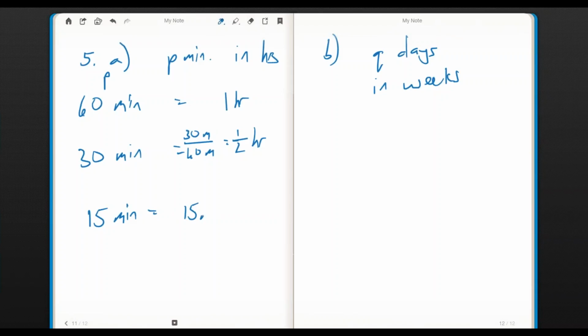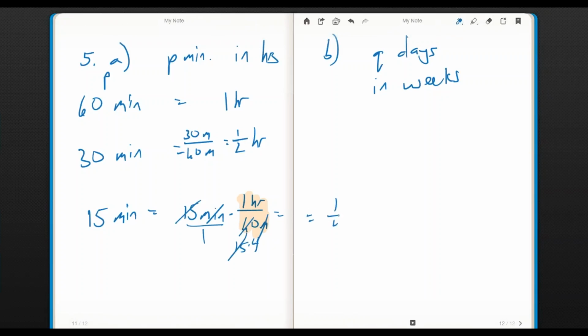We have 15 minutes. I'm going to multiply 15 minutes by 1 in the shape of an hour. 1 hour is 60 minutes. And when we multiply by 1, this fraction is equal to 1. And when I do this, the units cancel just like numbers, and 15 and 60 will cancel because 60 is 15 times 4, and that gives me 1/4 of an hour.